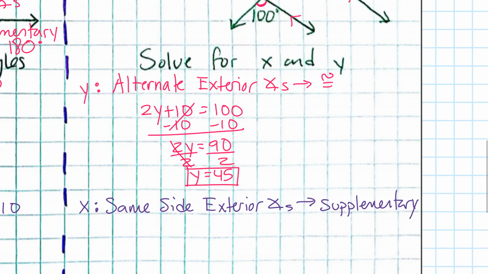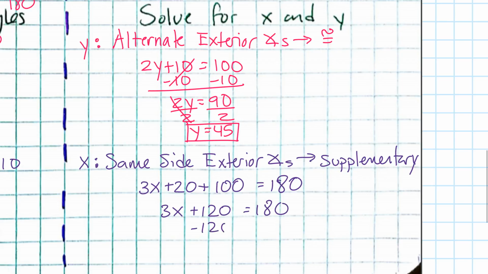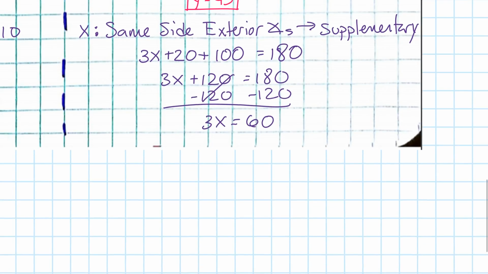So the x angle, 3x, what was it? Plus 20. Plus what angle? 100 equals 180. Then I combine like terms. Subtract 120. 3x is 60. Divide by 3. And x is 20.